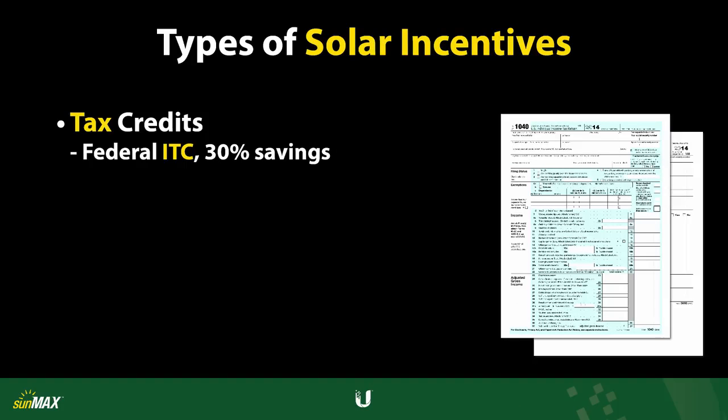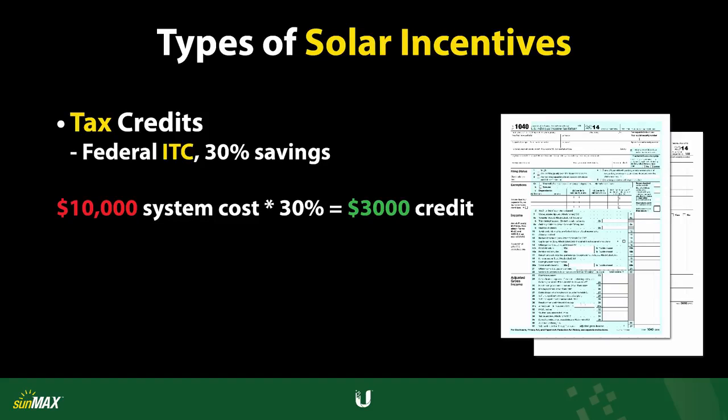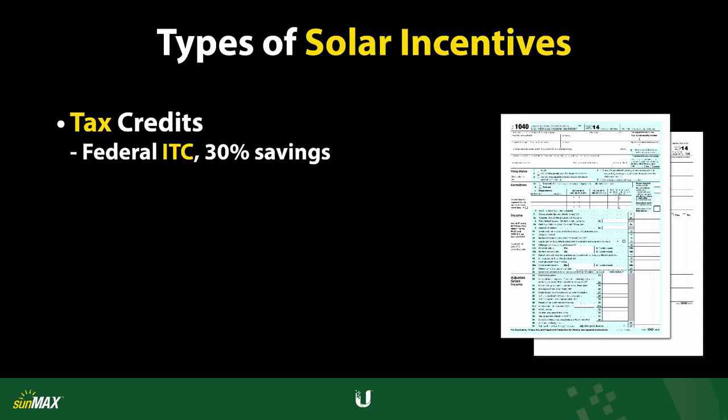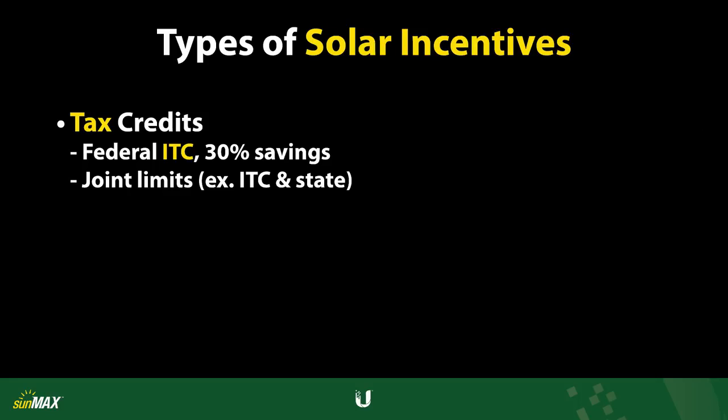For example, a customer who spends $10,000 on a new solar install qualifies for a $3,000 tax credit, reducing the net cost of the solar install to $7,000. While additional state and local tax deductions, such as grants and rebate programs, apply to both solar energy integrators and system owners, such credits may be limited in their full value when used jointly with the federal ITC.